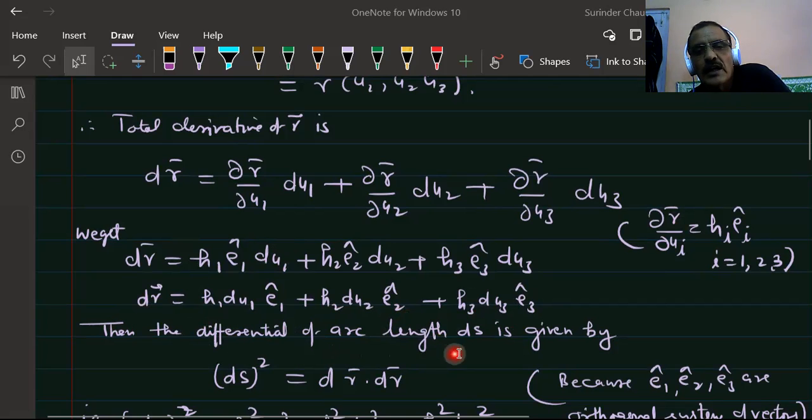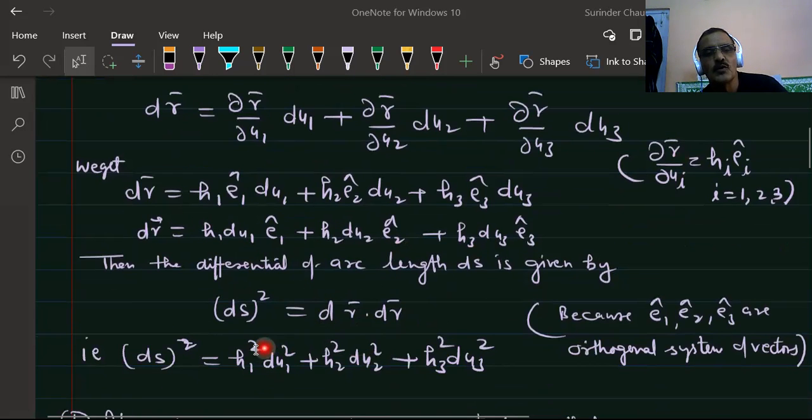Then the differential of arc length ds is given by dr dot dr. If we take dr dot dr we get ds squared, because ds and dr are comparable: the arc length and the position vector differential are the same in the vicinity of point P, very close to P. Therefore ds squared equals dr dot dr.